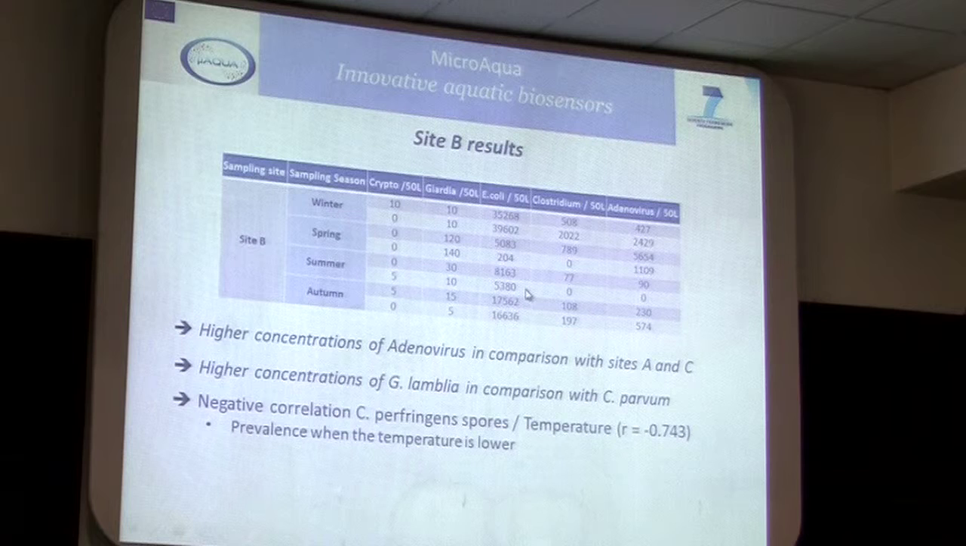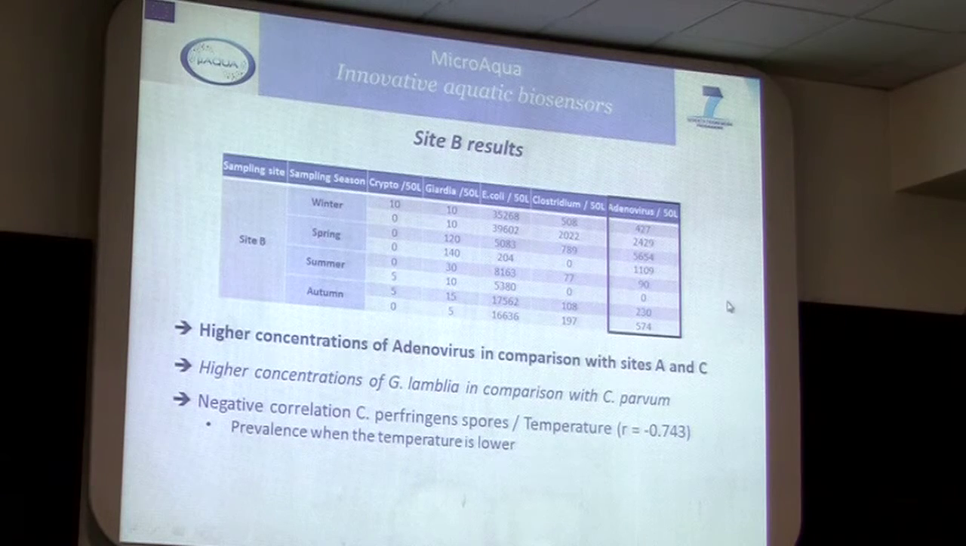In the same way, for site B, 3 out of 8 were positive for Cryptosporidium. All were positive for Giardia and for E. coli. 6 out of 8 were positive for Clostridium perfringens, and 7 out of 8 were positive for adenovirus, with a higher concentration of adenovirus in comparison with the two other sites, A and C.